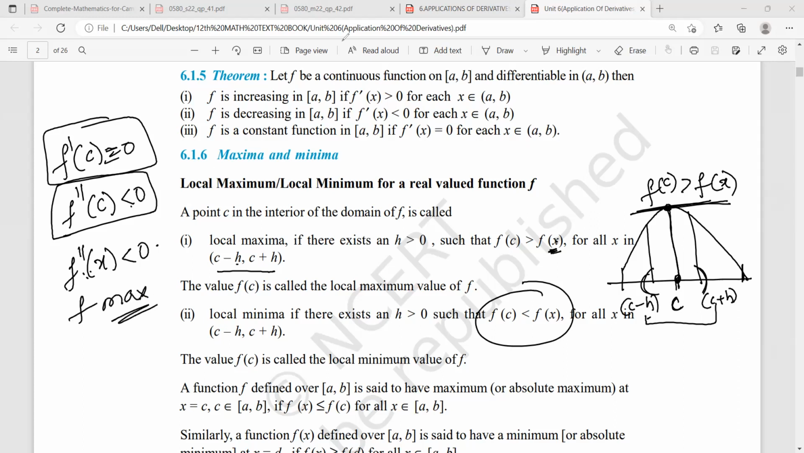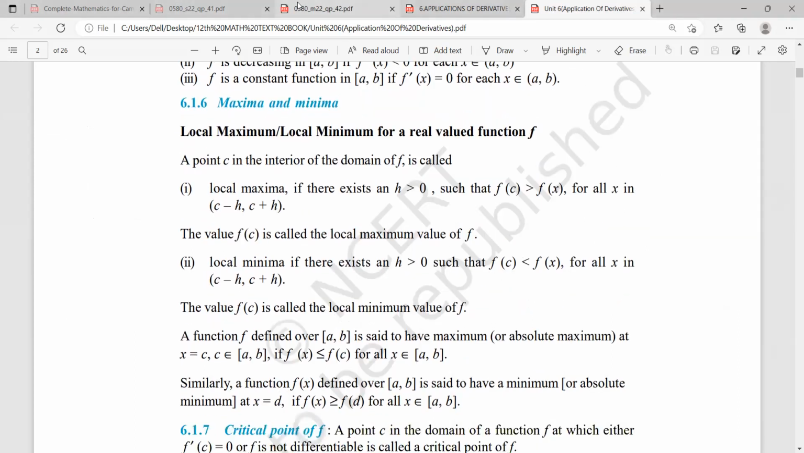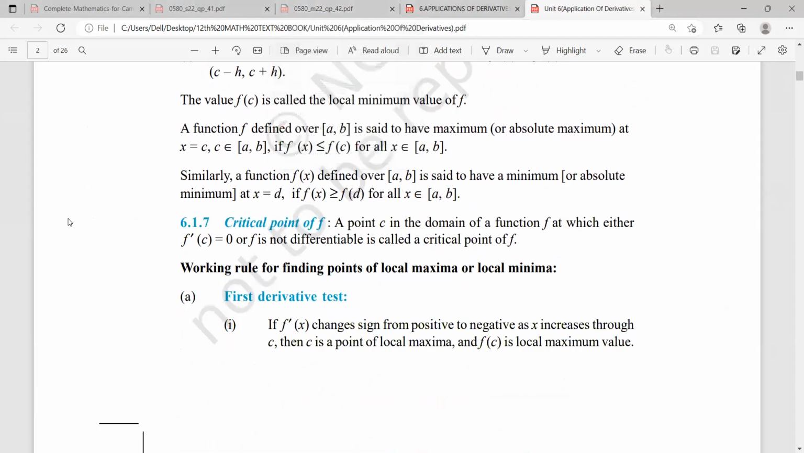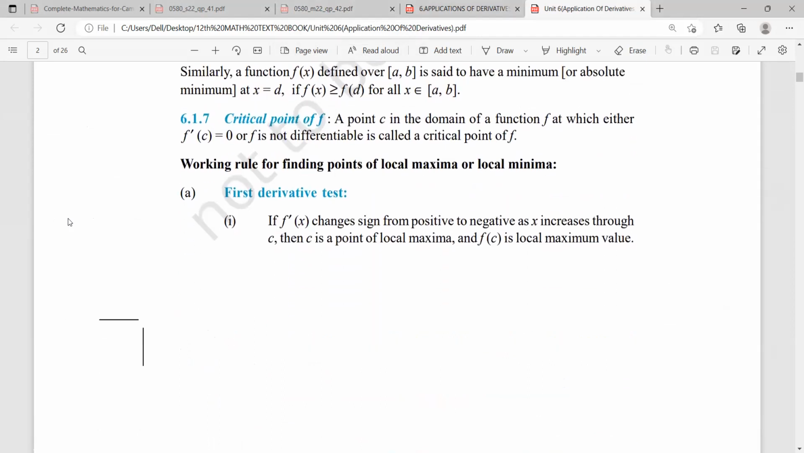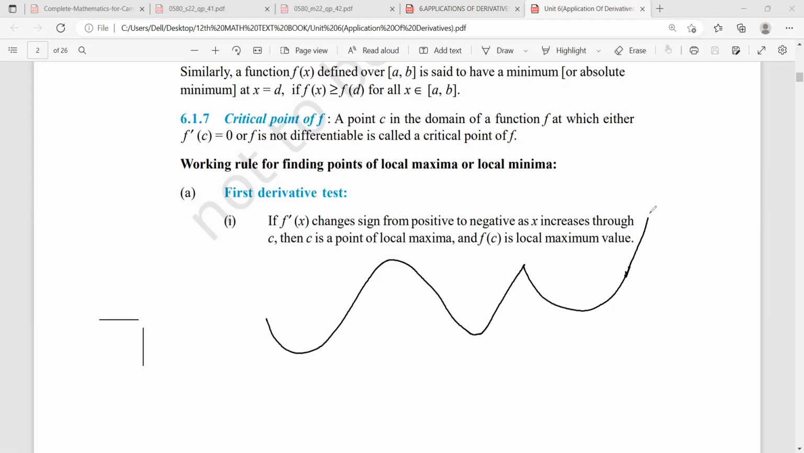We did so many questions on that. Now, critical point. What is a critical point? Try like this. We draw a line like this, then it goes like this, and suddenly the graph becomes like this, and then we have it like this. Now what are the critical points?